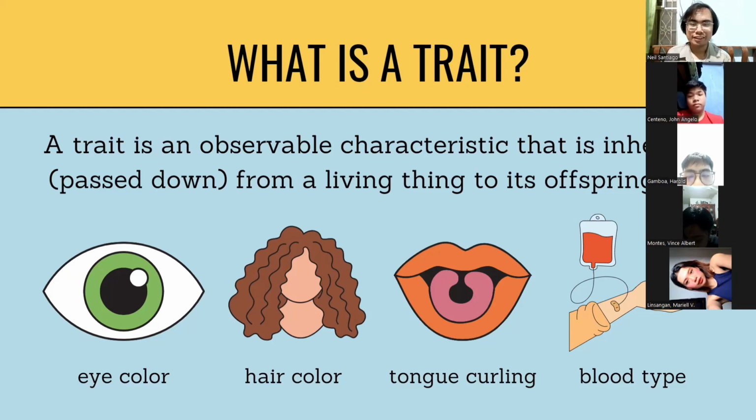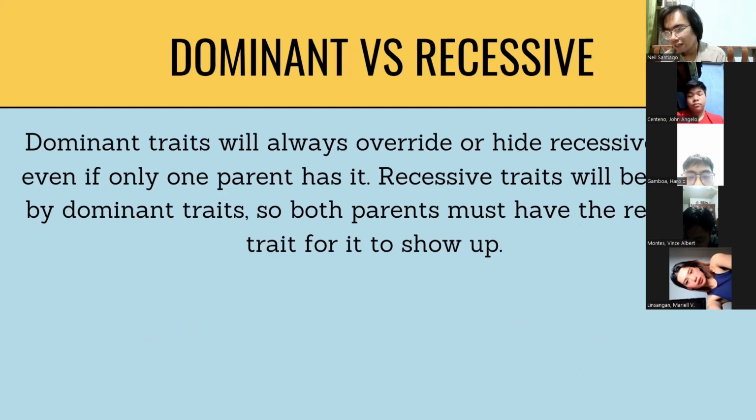Now, there are two types of trait, the dominant and recessive trait. Mr. Gamboa, can you please read the difference between dominant and recessive? Dominant traits will always override or hide recessive traits, even if only one parent has it. Recessive traits will be hidden by dominant traits, so both parents must have the recessive trait for it to show up. Thank you very much. Now, there are certain traits in your family that you might be able to observe that is much more common than others. Perhaps majority of your family are tall. Perhaps majority of your family have curly hair.